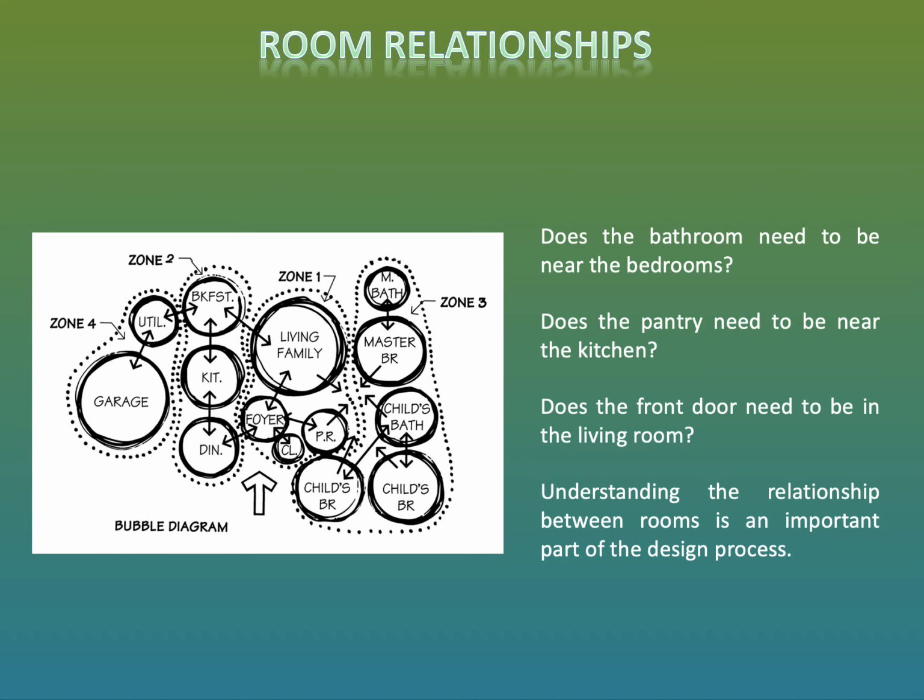One of the things we need to consider is room relationships. Does the bathroom need to be near the bedrooms? Does it need to be near the living room? Does it need to be near the dining room? What are the requirements for those spatial relationships of the rooms? Do we want the pantry to be near the kitchen? Do we want it to be in the kitchen? Do we want it to be in the garage? What size is the pantry? Does the front door need to be in the living room?